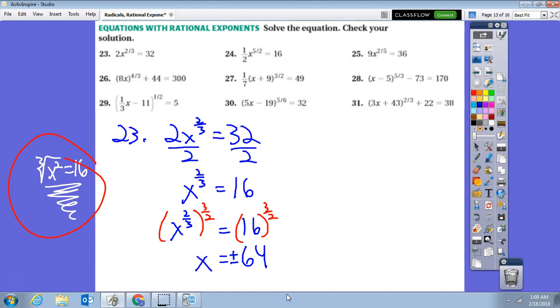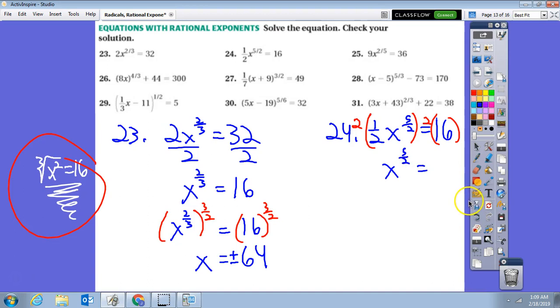So if you look at one, let's say, like number 24, and you have 1/2 x to the 5/2 power equals 16, the first thing you could do is multiply both sides by 2, because that is going to get rid of the 1/2. 2 times 1/2 is 1, so that gets rid of the 1/2. 2 times 16 is 32. Notice I multiplied by 2.